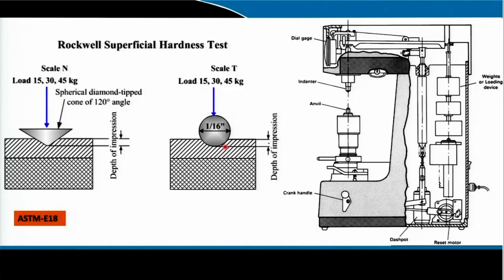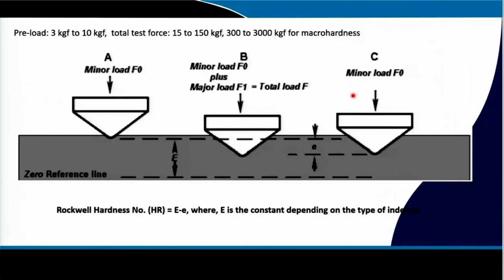Now, if you quickly go through this testing, it looks like this. The standard is ASTM E18. Initially you apply a very low minor load, then you apply a very high major load, and finally you release the load and find out the minor load remains, and whatever relaxation is there, you try to find out, and from the relaxation you can get the information about the hardness value.